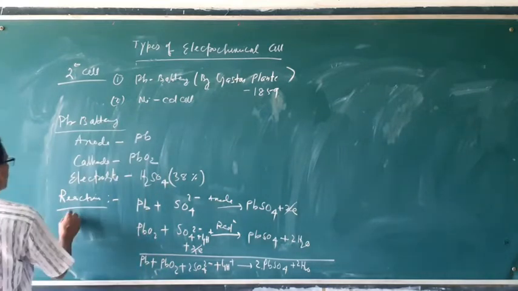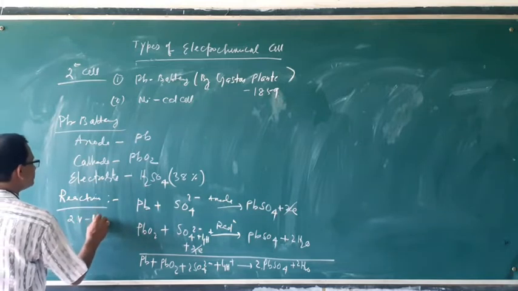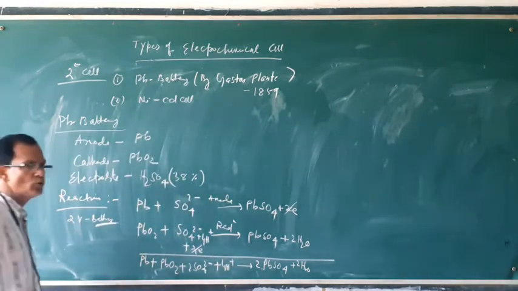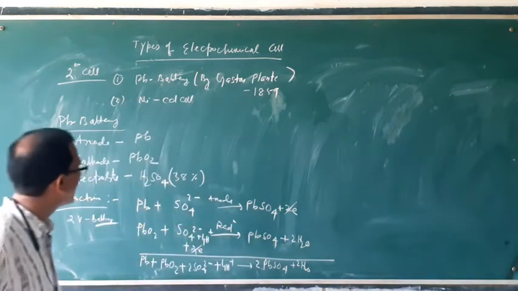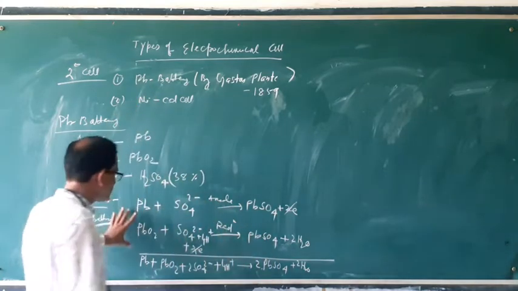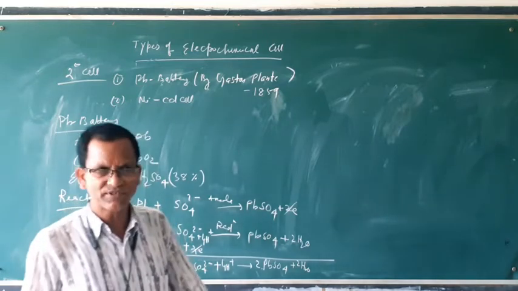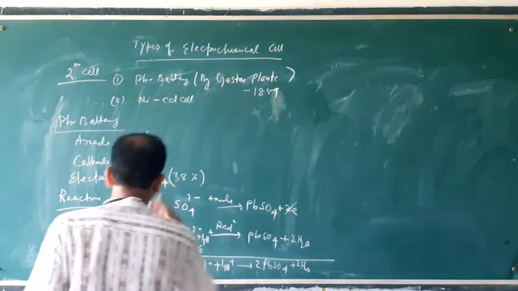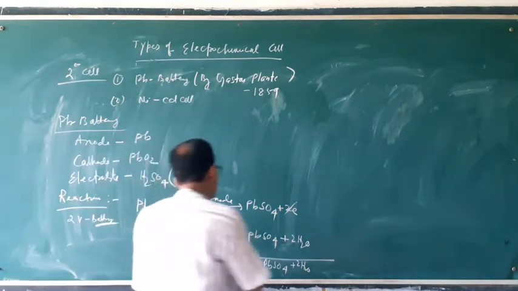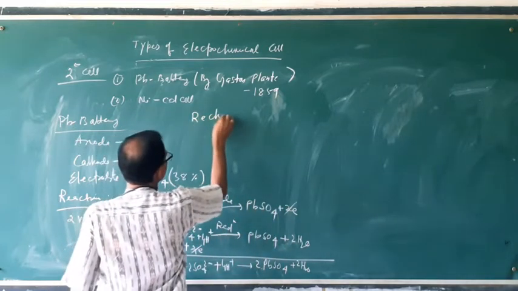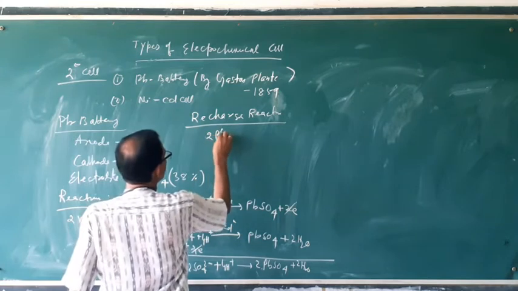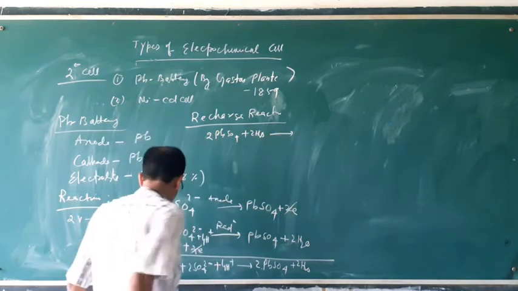Here it maintains voltage of around 2 volt. That means one single cell produces around 2 volt. As it is a secondary cell, it can be recharged. As it is an electrochemical cell, it produces DC current. When it runs down, it can be recharged. So the recharge reaction is just opposite. 2PbSO4 in presence of 2 water is decomposed by electricity.